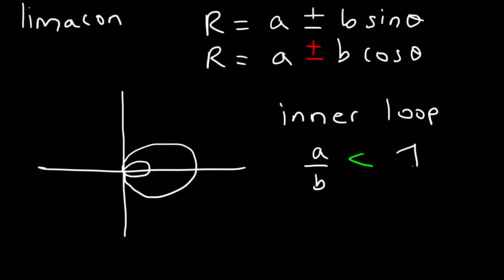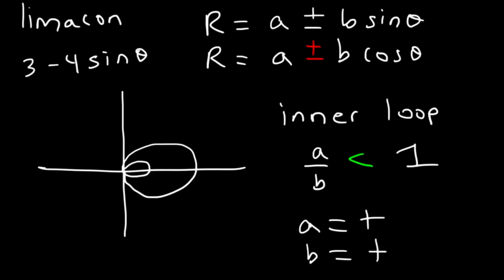Now both a and b represent positive numbers. a and b are both greater than 0. So if you get the graph 3 minus 4 sine theta, b is not -4, b is +4, and a is +3. So let's say if it was 3 plus 4 cosine theta, both a and b would still be +3 and +4. So a and b are not negative.